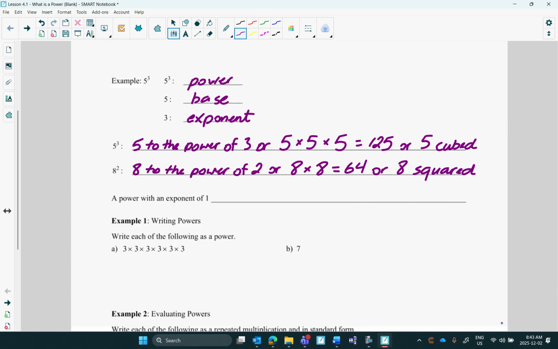What's anything to the power of 1? Itself. Okay? Power of an exponent of 1 always equals itself. So for example, 7 to the power of 1. Well, if you think about it, it's like take 7, but only take it once. So if I'm just taking a 7 once, that's just 7. Gotcha. Okay?